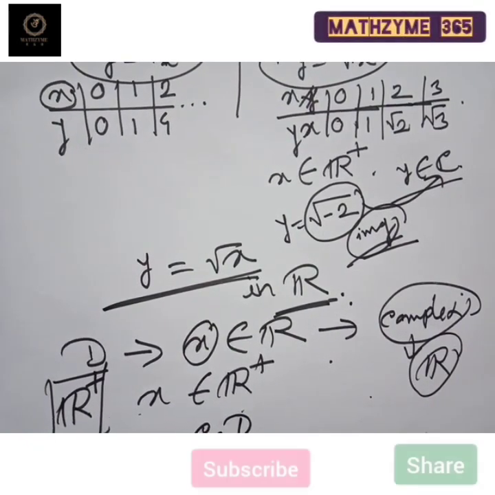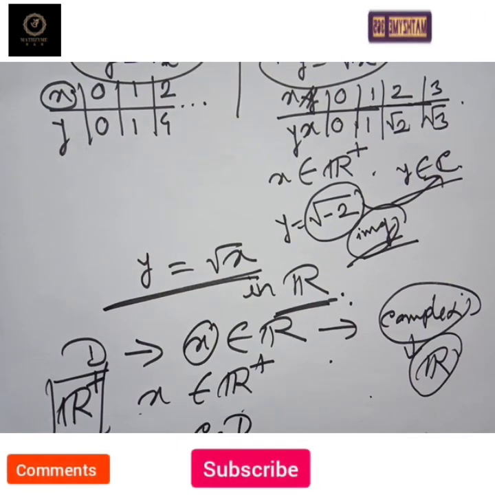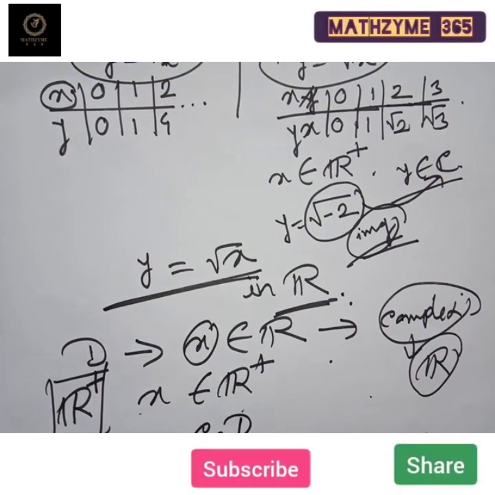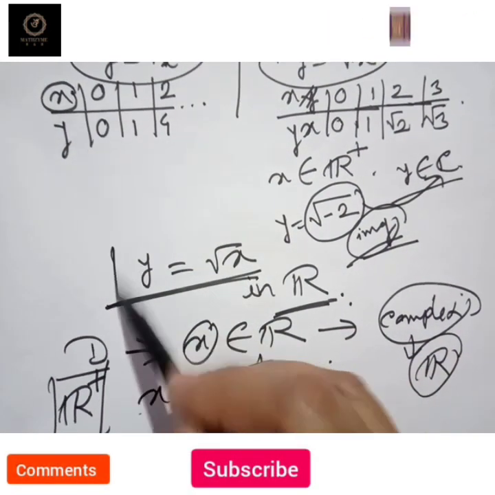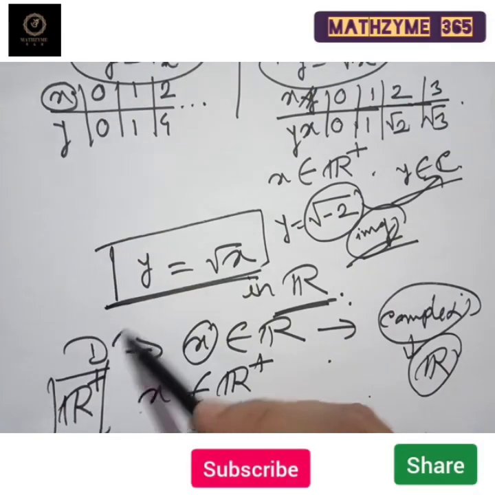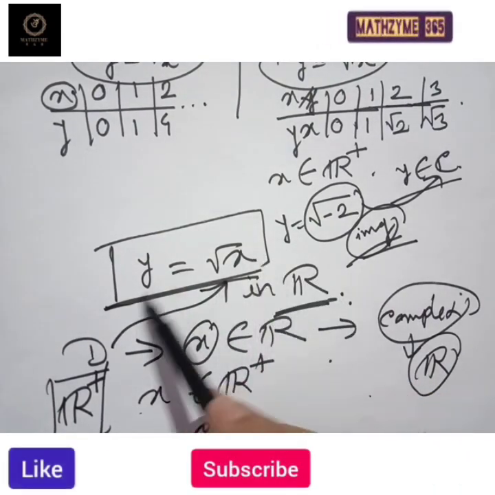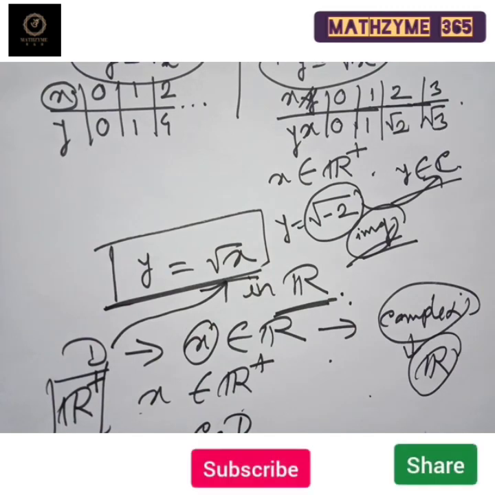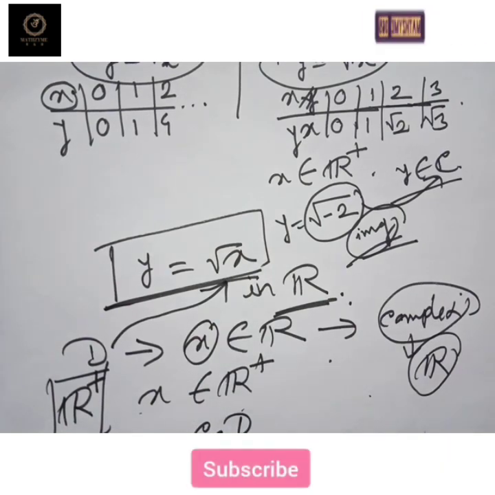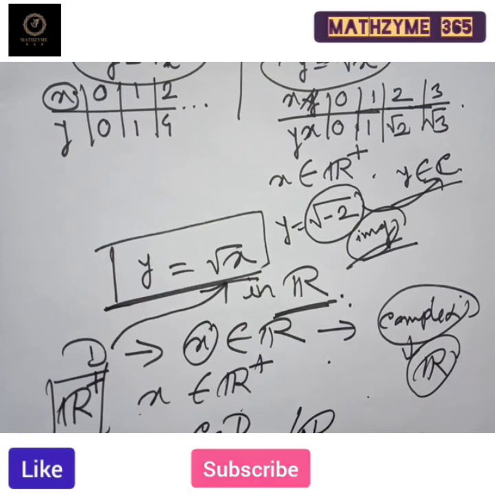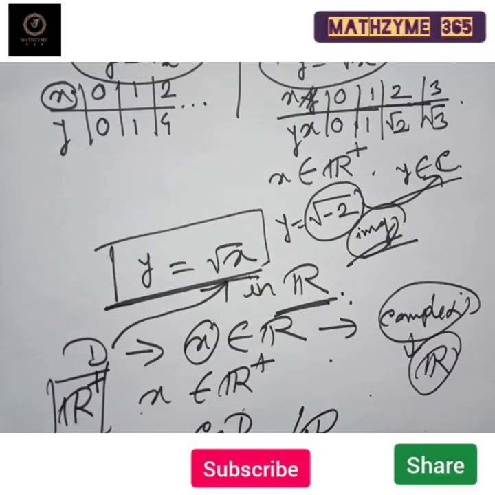Is all R correct? Definitely you may say all R, but you can't get any negative value. Do you get a negative value in this function if you put positive real? Do you get any negative real? No. Hence R plus. Or if you write R, this is not a serious error in your answer.